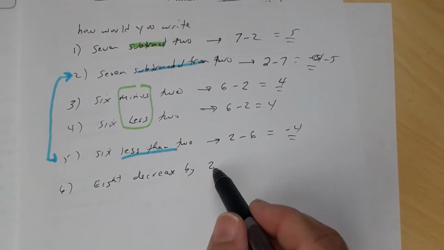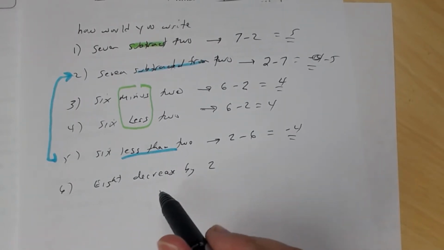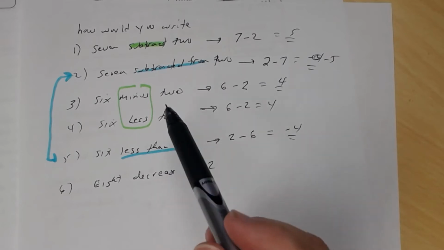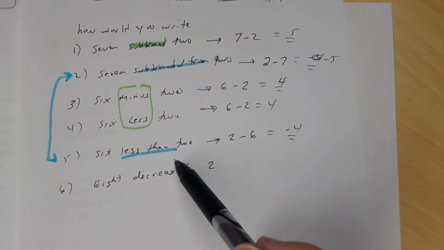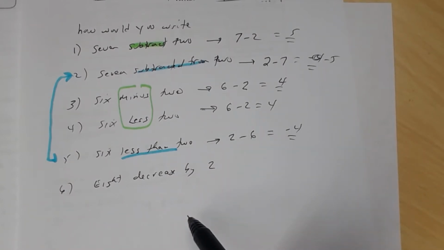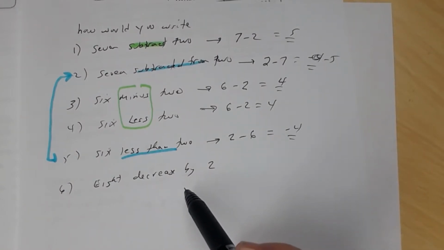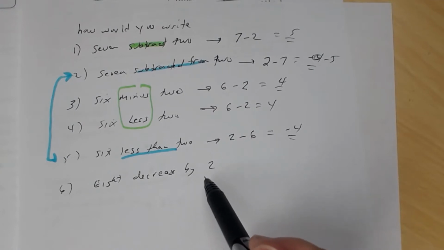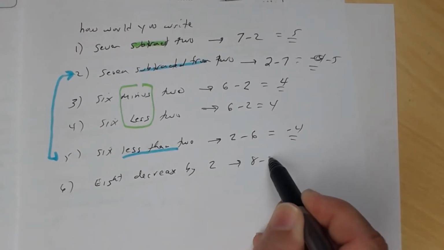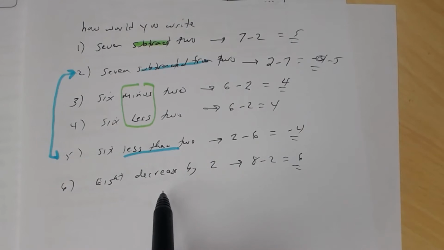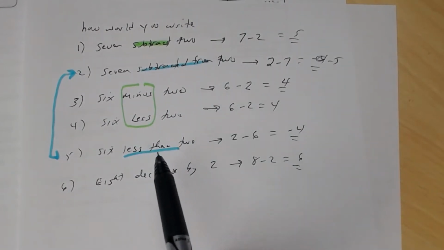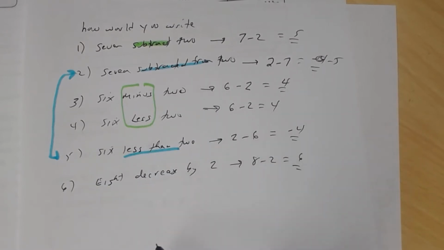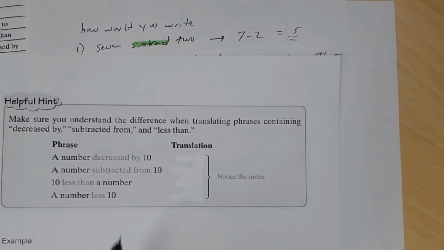All right, so now this one is not as, don't confuse this one with something like 2 and 5. So do what it says. It says I have the number 8 and I'm decreasing it by 2. So that means 8 subtract 2, which is just 6. So that one is straightforward. So notice the words subtract from and less than, those are the ones that you got to think backwards. Okay? All right, so let's get this.